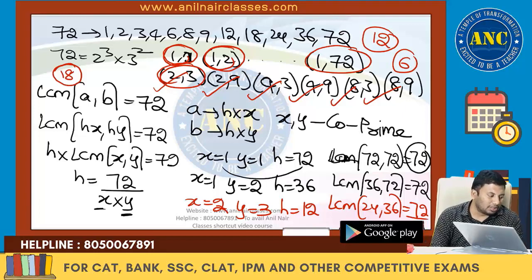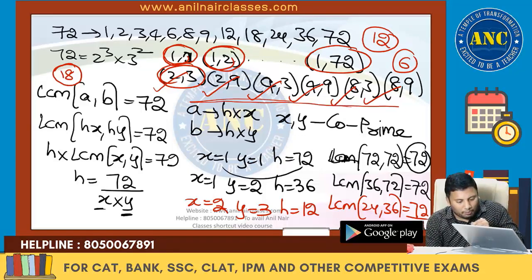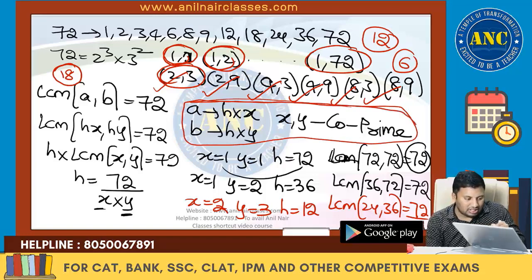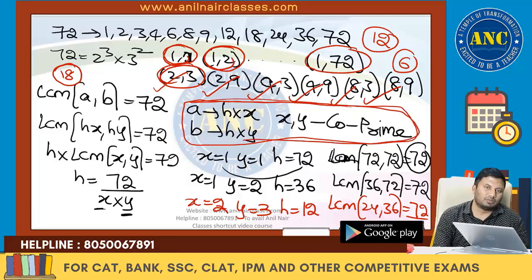I hope the logic is clear. LCM of hx comma hy is equivalent to 72. H is 72 by x into y. X and y are co-prime to each other. X is 1, y is 1. X is 1, y is 2, and so on. Now is it clear?